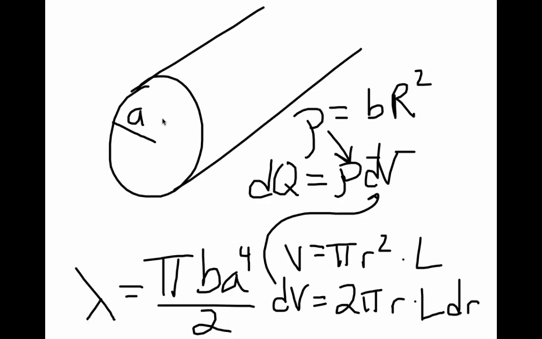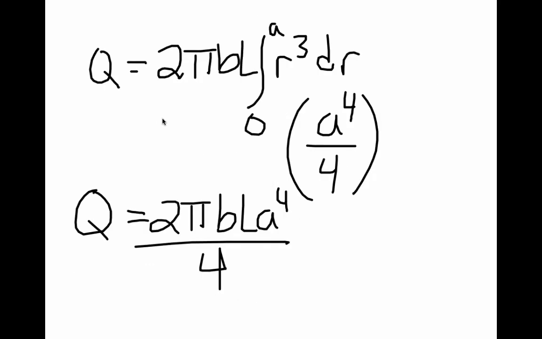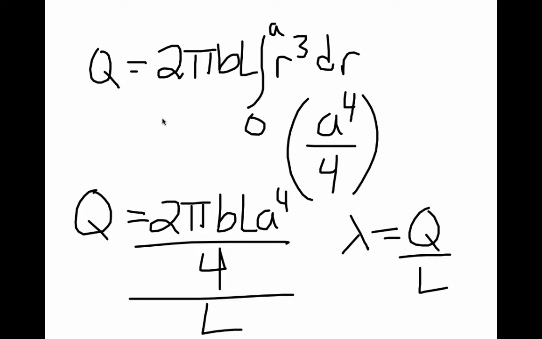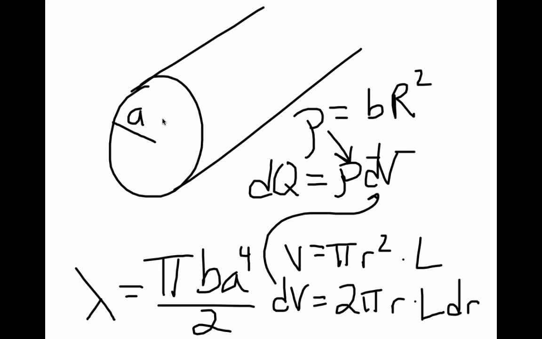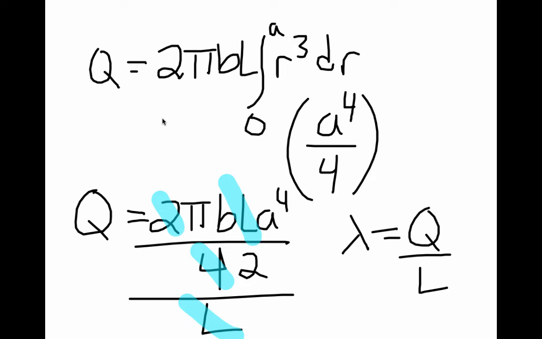The answer, remember, needs to be pi b a to the fourth over 2. There's nothing about length in there because we solved for charge on the cylinder. We didn't solve for the charge density. Since lambda is charge per length, I can take this Q and divide by L. And if I divide by L, what I'm going to cross out is the lengths, and I'm going to cross out a 4 and a 2. So if we go back, we should see pi b a to the fourth over 2. That's what remains for our lambda, or our linear charge density.